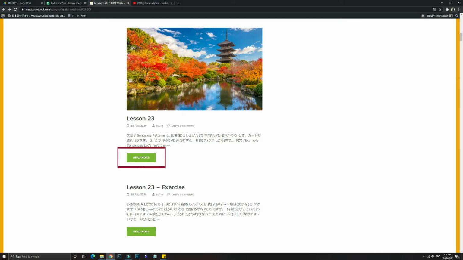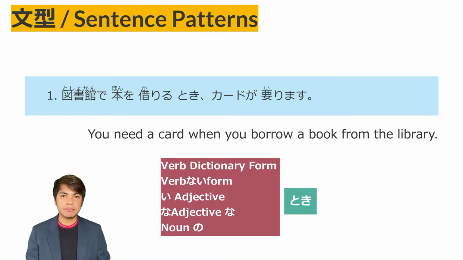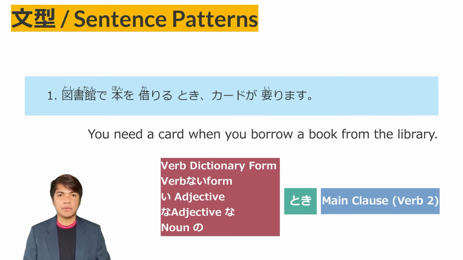So, let's start with the sentence patterns. Let's read sentence pattern number 1. Toshokan de hon o kariru toki, kādo ga irimasu. Now, this sentence is using the pattern: verb dictionary form plus toki, verb nai form plus toki, i-adjective plus toki, na-adjective na plus toki, and noun no toki.